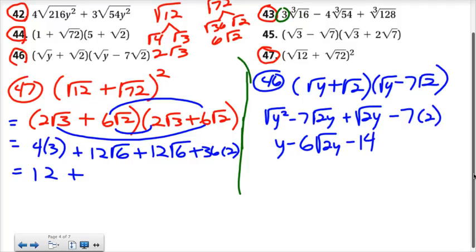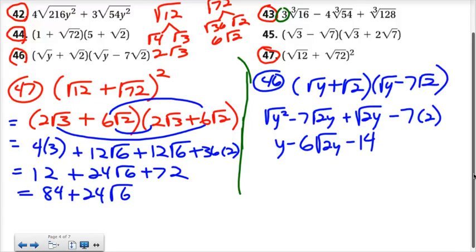In the middle, we can combine those two terms and get 24 square roots of 6. And then in the back, we have a 72. So all we have to do here to clean this up is add the 12 and the 72, and we have 84 plus 24 square roots of 6. No variables, so we don't have to do any worrying about absolute value with that.